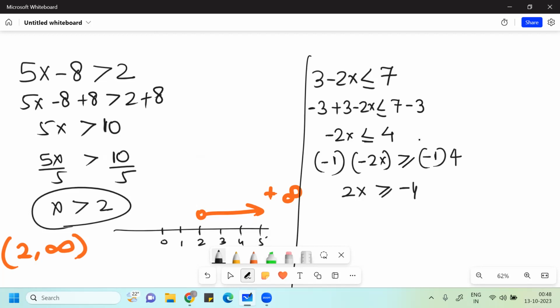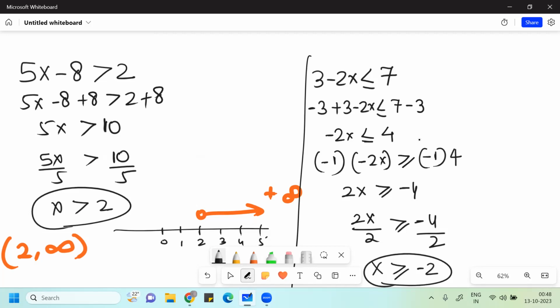Clear? Now if I divide both sides by 2, 2x by 2 is greater than or equal to -4 by 2. So I get x is greater than or equal to -2. That is your answer. With basic knowledge of inequality, you can easily solve this. So x belongs to [-2, infinity), where you include -2 because either x is equal to -2 or greater than -2. That's why with -2 I put the closed bracket.